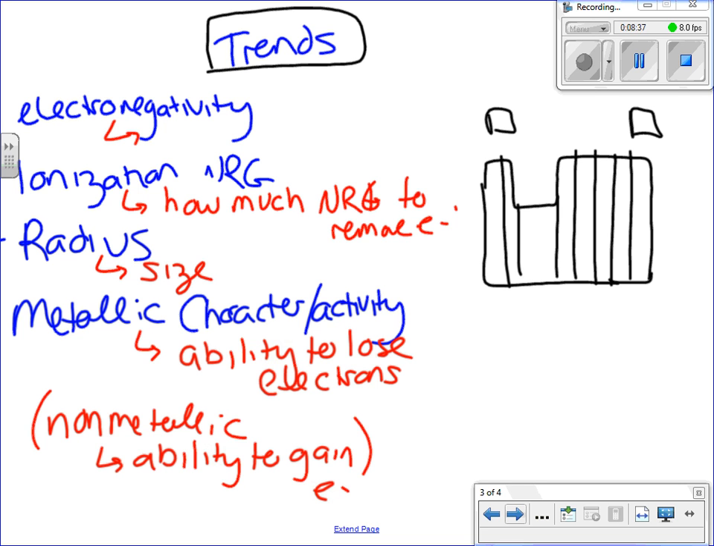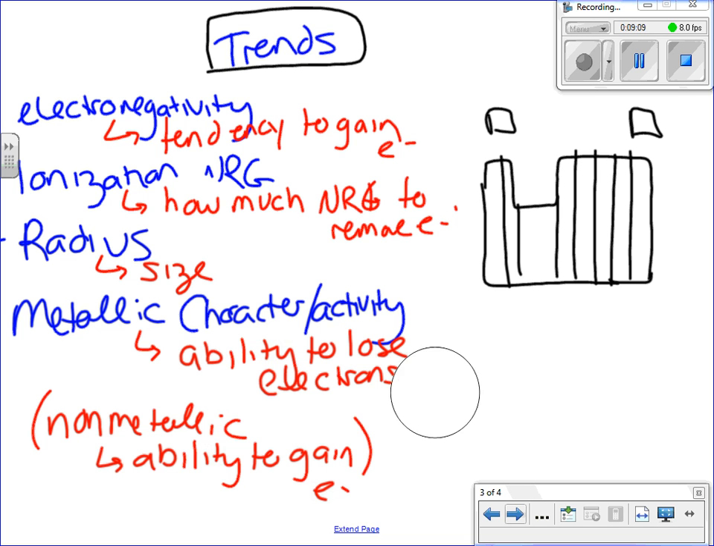Electronegativity is the tendency to gain electrons, so it's kind of the opposite. But not really, because the trends here are the same, okay? Ionization energy is how much energy it needs to remove an electron. So if it takes a lot of energy to remove an electron, it's probably going to have a tendency to gain them relatively easily, okay? If it does not have a tendency to gain electrons, then it might have a lower ionization energy, because it won't take much energy to remove one either, okay?